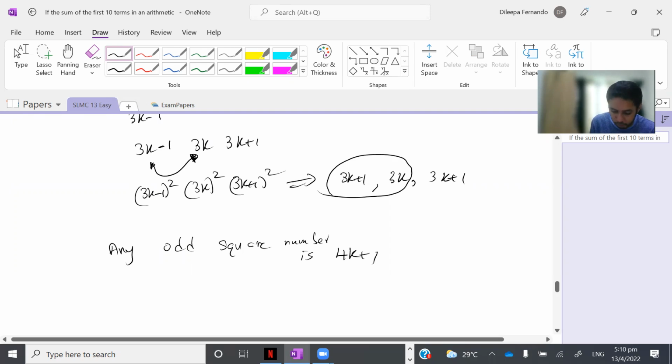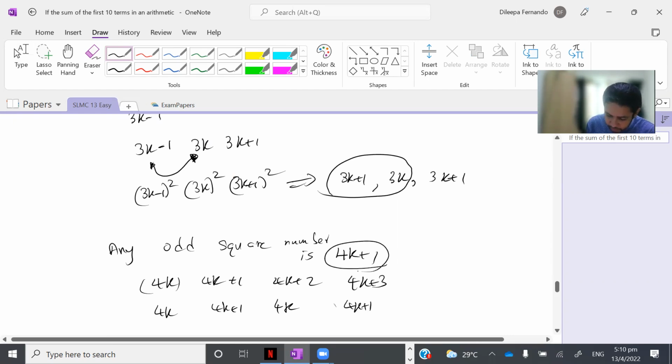If you just need to prove it, you have 4k plus 1, 4k plus 2, 4k plus 3 as the natural numbers. The squares become 4k, 4k plus 1, again 4k plus 4, that means again 4k. 4k plus 3 is 3, the square of 3 is 9, 9 is again 4k plus 1. You can see any odd square number is 4k plus 1.